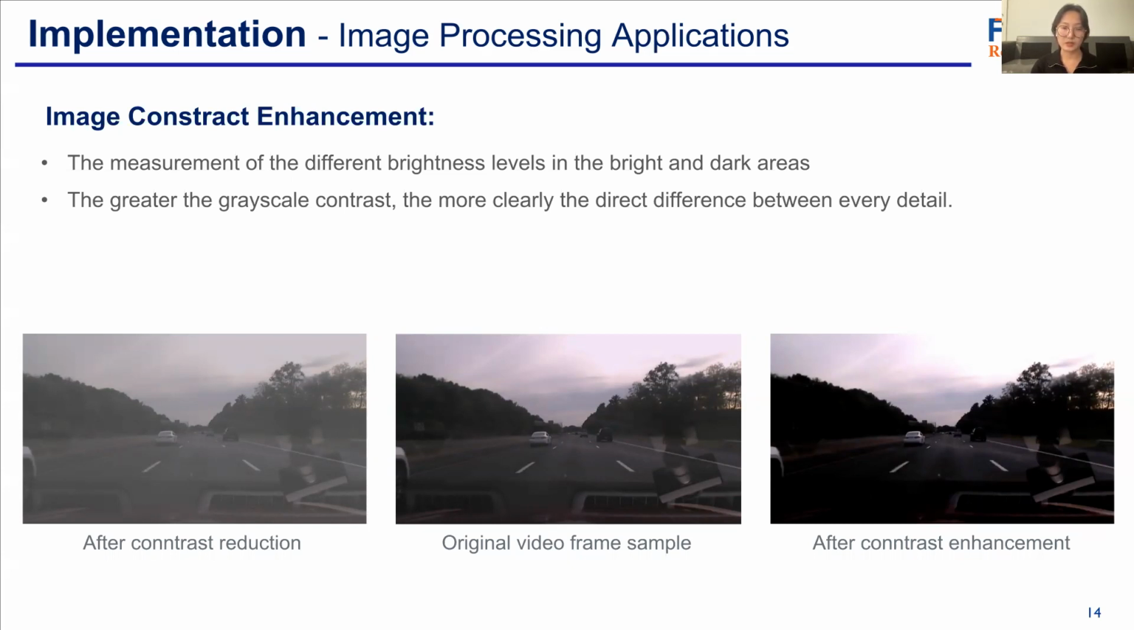If an image has a longer span on the histogram, it means that more gray values are used in the image, and it can more clearly reflect the difference between every detail in the image and the details around it. On the left side is the original image, the sample frame after image contrast enhancement, and the right side is after the image contrast reduction. I'm sorry, the left side.